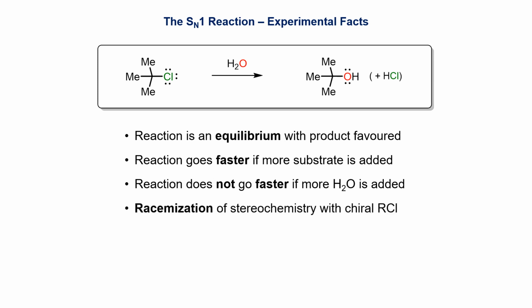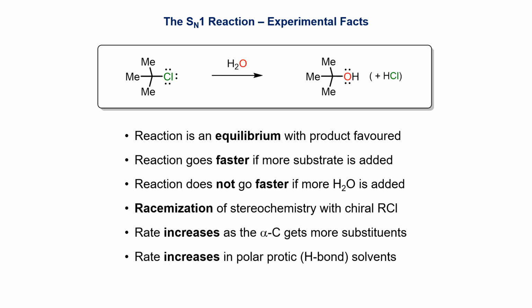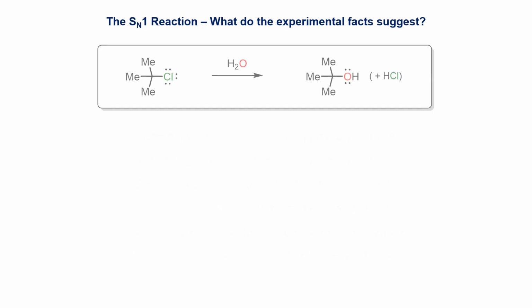Stereochemically, if a chiral substrate is used, an achiral mixture of enantiomers is formed as a racemic mixture. Further, the reaction gets faster as the substitution pattern changes, with tertiary substrates reacting fastest. Importantly, use of polar protic solvents gives the fastest reactions, with the solvent able to play several roles in the process. Putting the experimental evidence together, a viable reaction pathway will reveal itself.